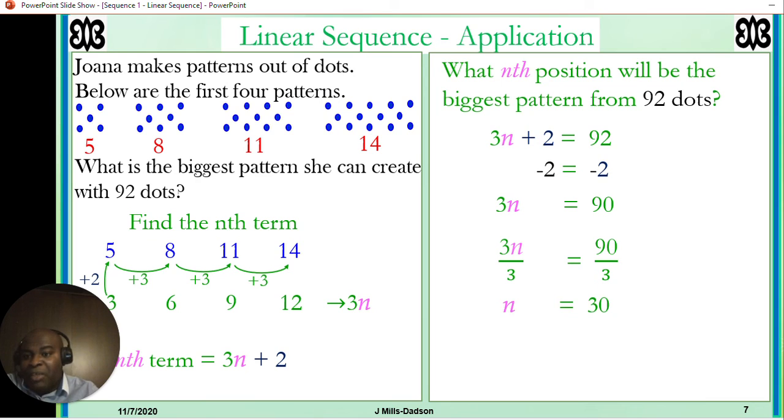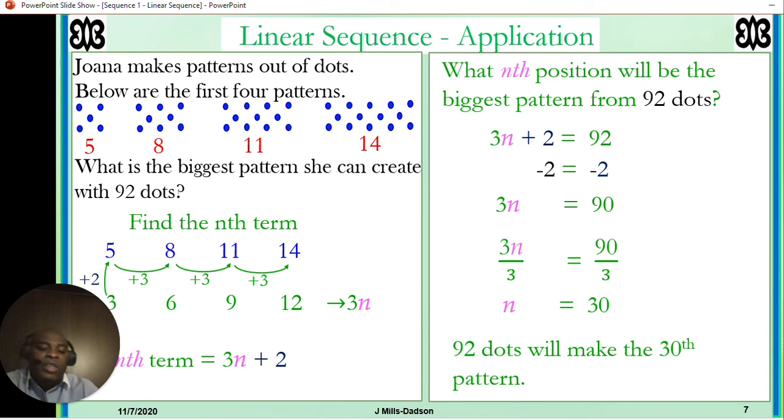So remember, questions like this, change the patterns into numbers. Work out your formula. Equate your formula with the number of dots or number of items that is given, and solve for n. So 92 dots will make the 30th pattern.